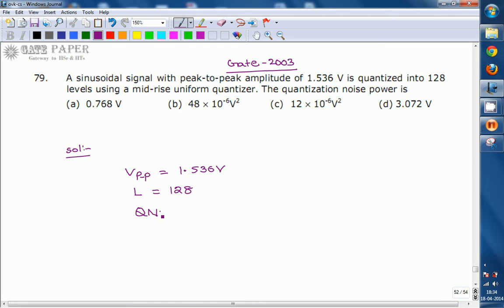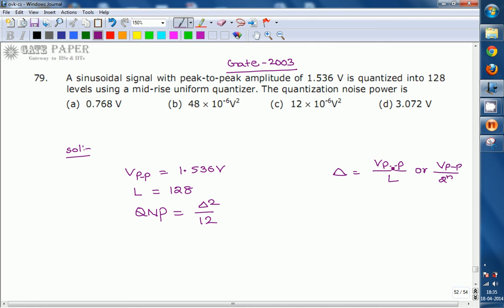That quantization noise power, QNP, is simply delta square by 12, where delta is the step size for this transmission system. Actually this given transmission system is a pulse code modulation system. In the pulse code modulation system, or in any digital communication system, delta is nothing but the step size. The formula for the step size is V peak to peak of a particular signal by L. Another formula is V peak to peak by 2 to the power of n, where L is nothing but 2 to the power of n, and n is the number of bits to represent this system.